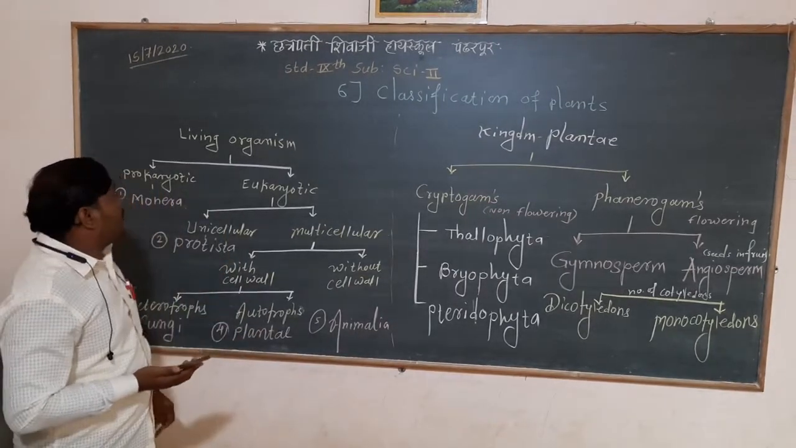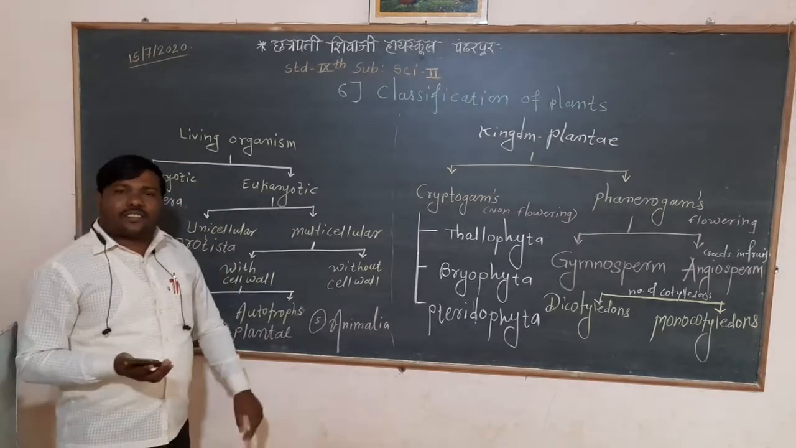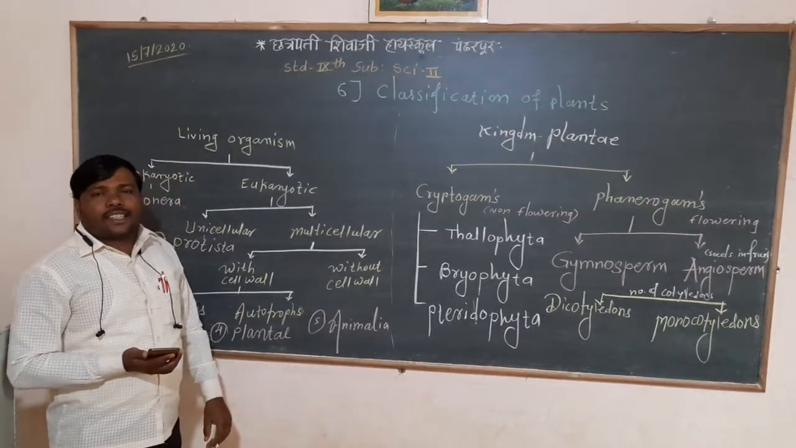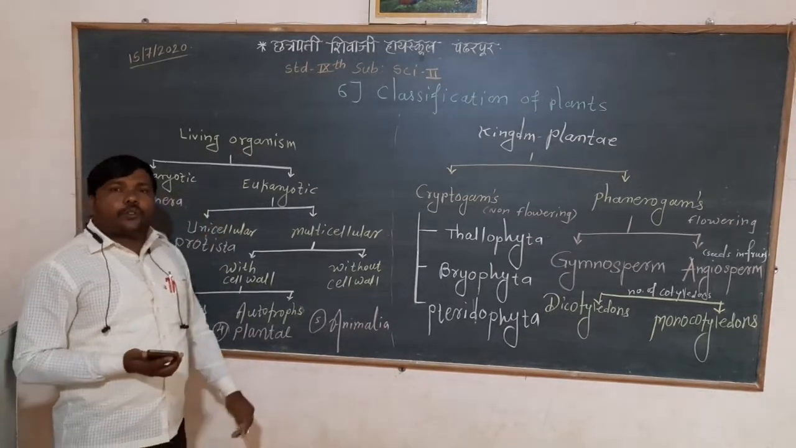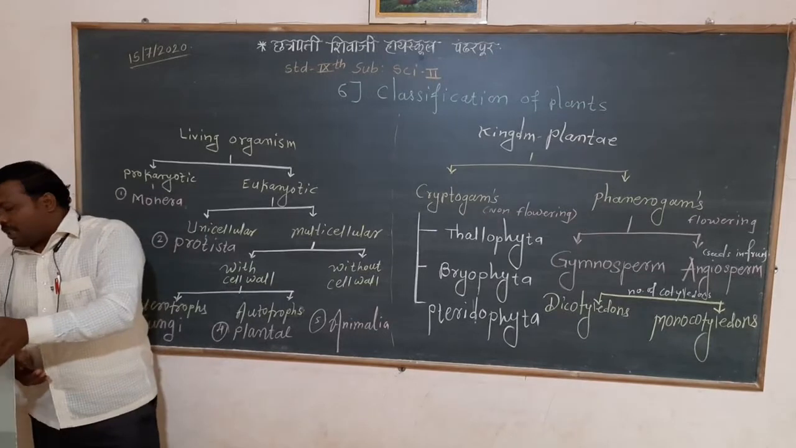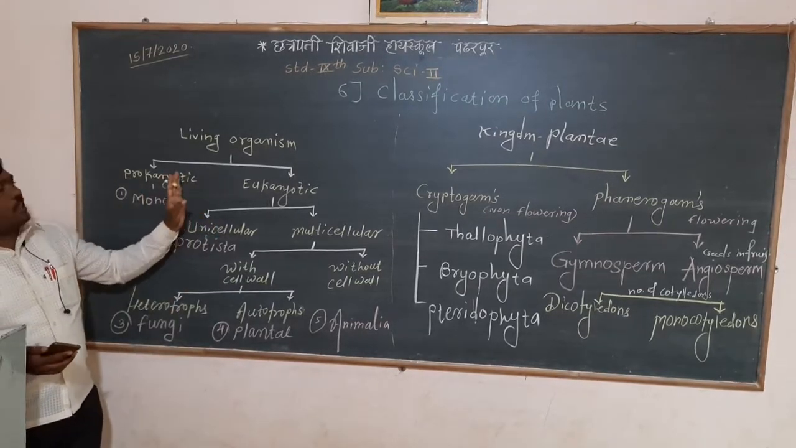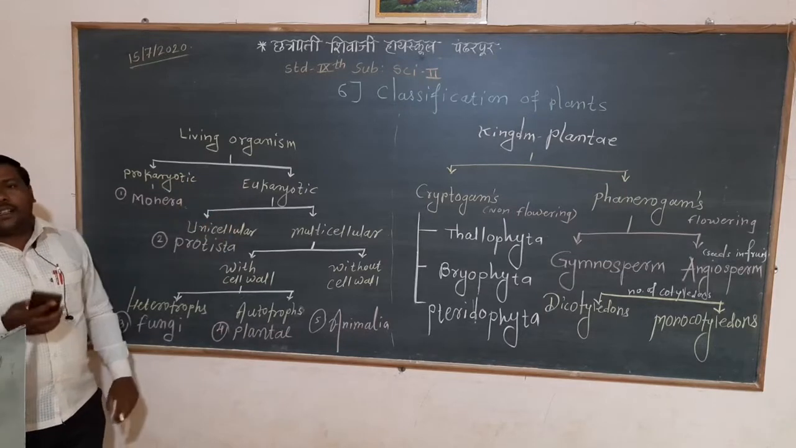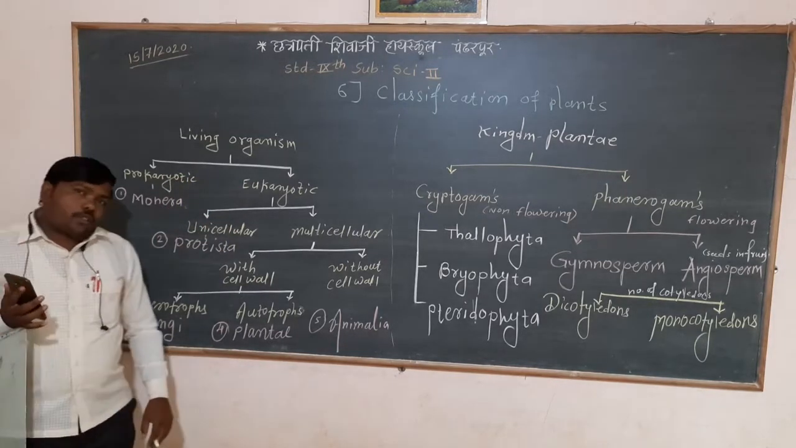And generally we know that the basic structure of living organisms is the cell, and cells are of two types, prokaryotic and eukaryotic. Depending upon this, organisms are also divided into two groups, firstly the prokaryotic organisms and the eukaryotic organisms. And what are prokaryotic and eukaryotic?